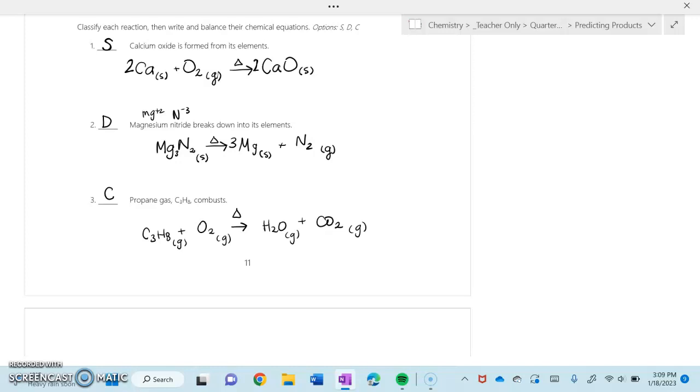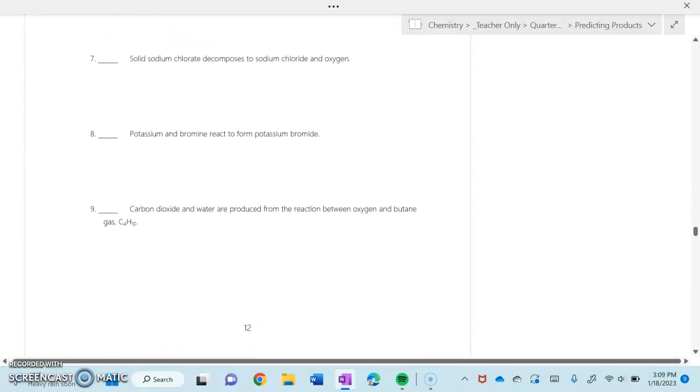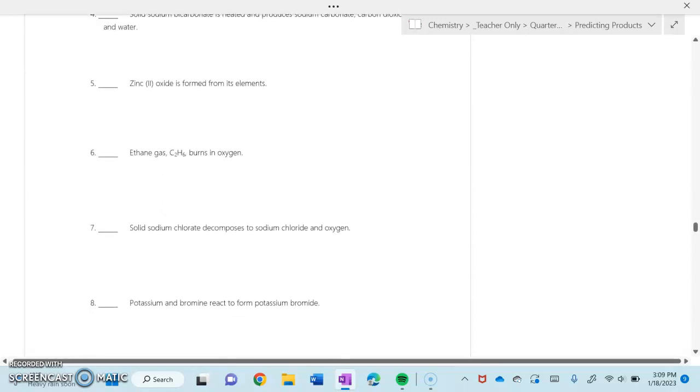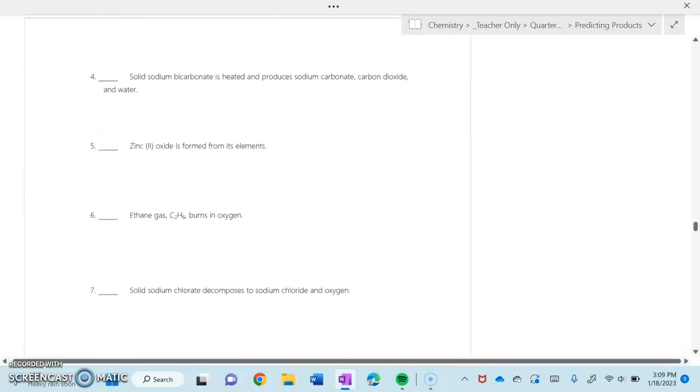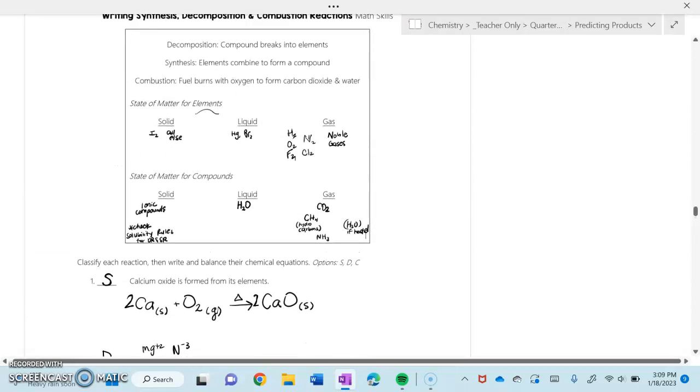So last thing we need to do here is balance. Combustion, we always start with carbon and hydrogen. So I'll balance my carbon and hydrogen. And now I have 10 oxygens. This one ends up nicely working out. We don't have to double our coefficients. So there's our propane combustion. You've got a few more problems to do on page 12 for our synthesis, decomposition, and combustion reactions. Always add that state of matter based on the table we wrote here.